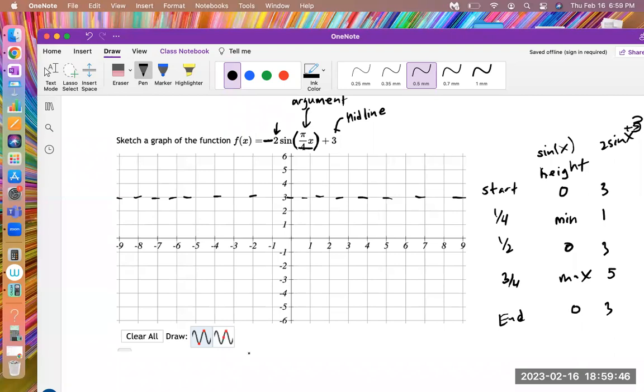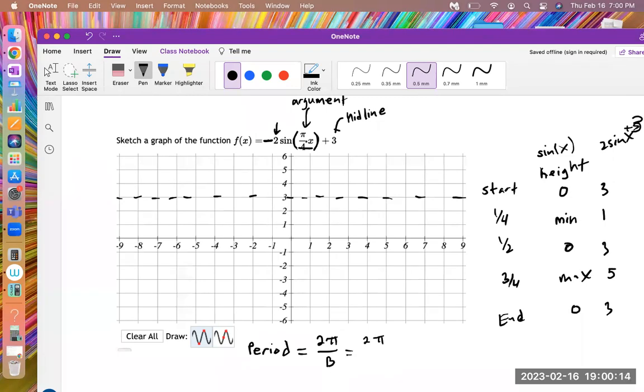So we need to find the period. The period is where it goes through one full cycle before it starts repeating itself again. I guess it's the distance along the x-axis where it goes through one full cycle before it repeats itself again. So the period, because this is a sine function, is 2 pi over b.